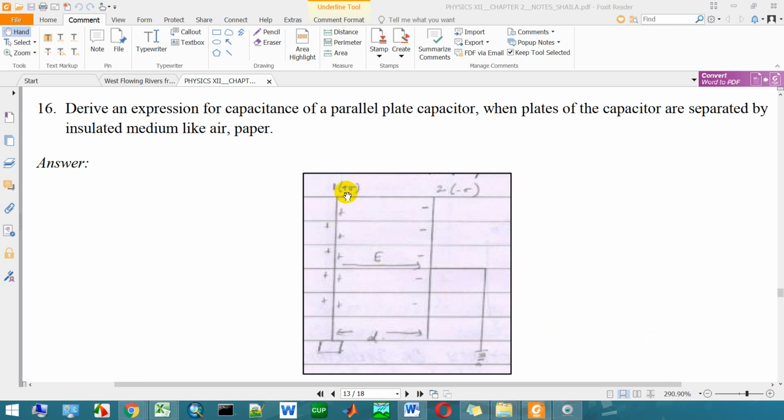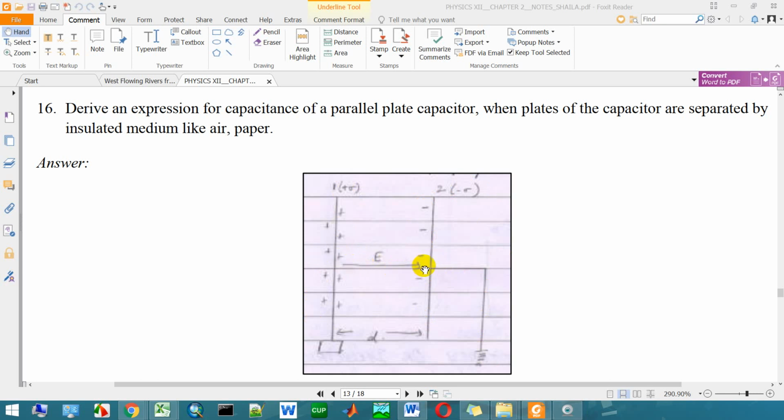So here the first plate has plus sigma surface charge density. Surface charge density means charge per unit surface. And the second plate has minus sigma surface charge density. The second plate is insulated. Already it is given in the principle of the parallel plate capacitor.